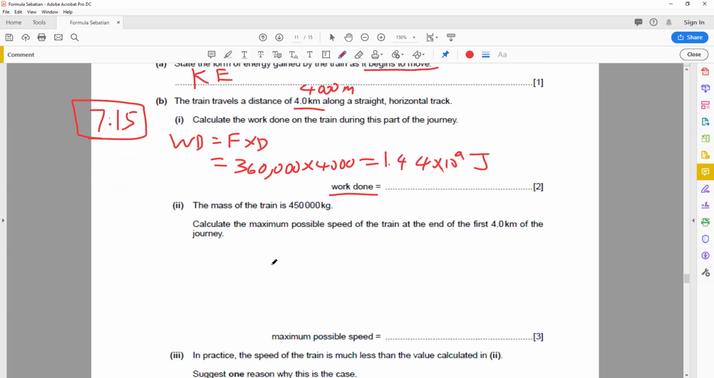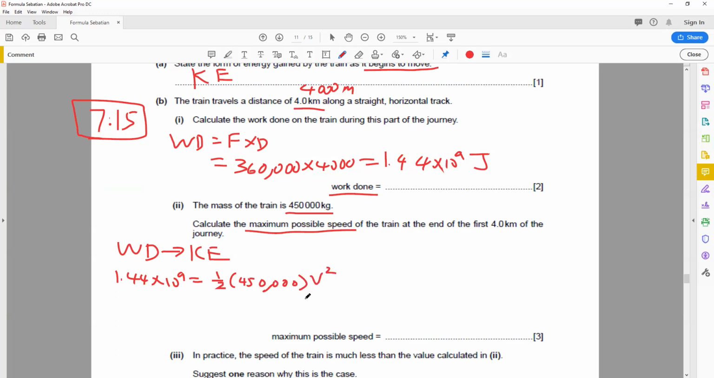Okay. Then after that, it says that the mass of the train is 450,000. They ask you to calculate the maximum possible speed. In this scenario, they are basically stating that the work done is converted into kinetic energy, right? So work done is equal to half mv squared. In this case, 1.44 times 10 to the power of 9 is equal to half mv squared, right? If you do your algebra correctly, you should end up with a speed of 80 meters per second. Teresa, do you get this answer?